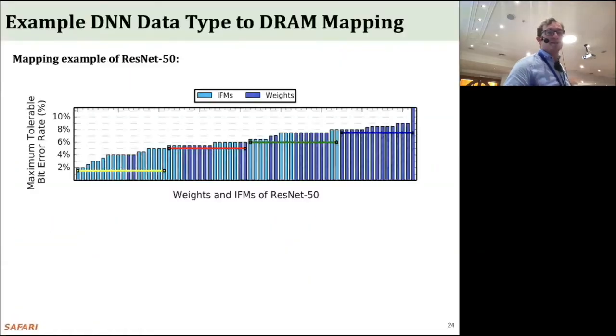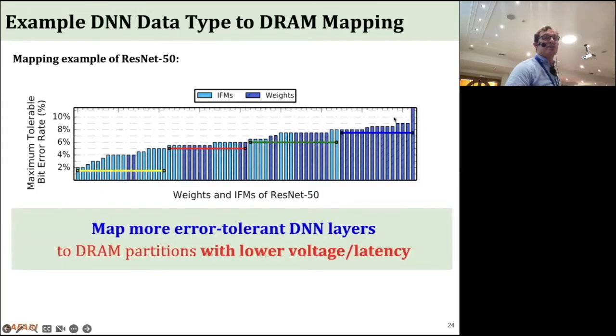Let me give you an example. This is one particular network. It's ResNet. It's a small one, yes, but a lot of networks have these properties. These are the weights and input feature maps of different layers, as you can see over here. The y-axis shows the maximum tolerable bit error rate for that particular layer. This is sorted based on the maximum tolerable error rate going low to high. You can see that some layers are not tolerant to errors. Some layers are very tolerant to errors, so the bit error rate is much higher over here. The idea is to identify these layers somehow. You can do this through profiling and map more error-tolerant DNN layers to DRAM partitions with lower voltage and latency.